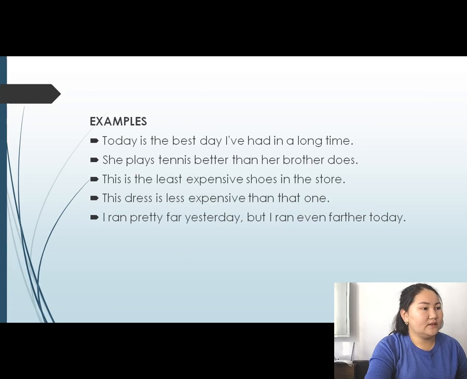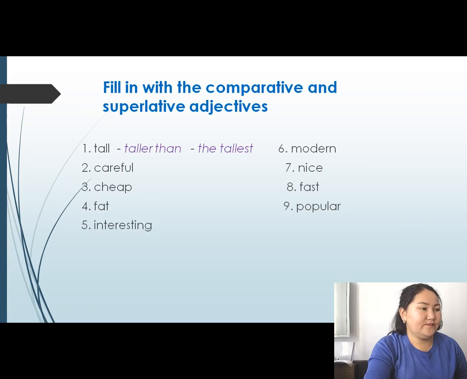So also look at examples. Today is the best day I've had in a long time. She plays tennis better than her brother does. These are the least expensive shoes in the store. This dress is less expensive than that one. I ran pretty far yesterday, but I ran even farther today.